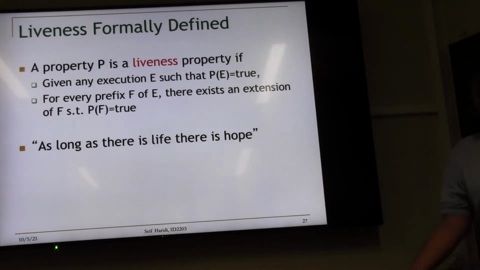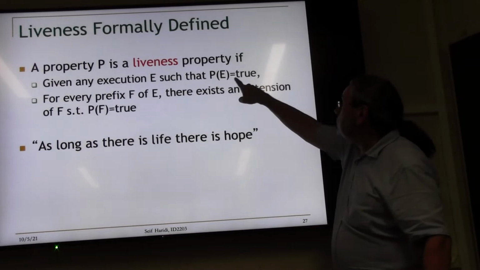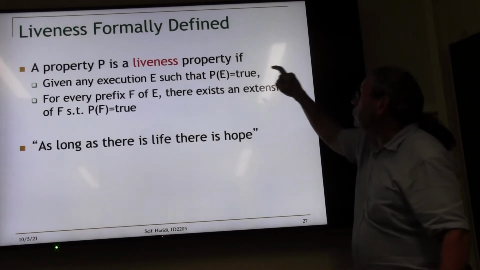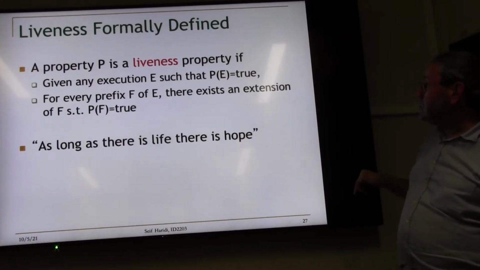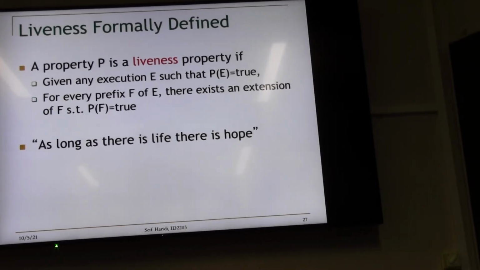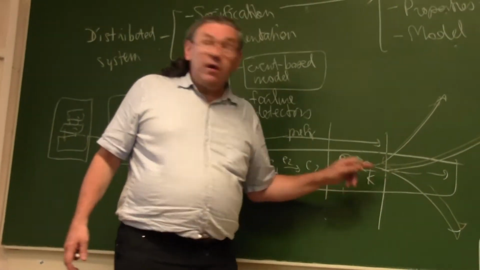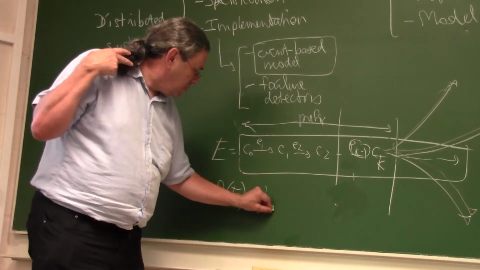So, okay, now I define the opposite thing, which is liveness. Okay? Again, we can define it with prefixes. Given any execution that is alive, so P of E is true, it's a live execution. For every prefix, there exists an extension that is live. So this is going in the other direction. It's actually kind of a do-over. So let me do my example here. Let's say I have here a prefix. Okay, so this execution E is live. P of E is true.